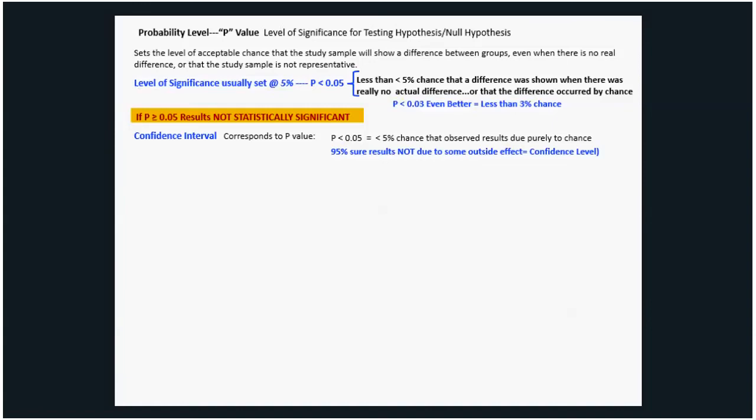Now, at the same time you're looking at probability levels, you also are going to look at confidence intervals. These correspond to your p-values.